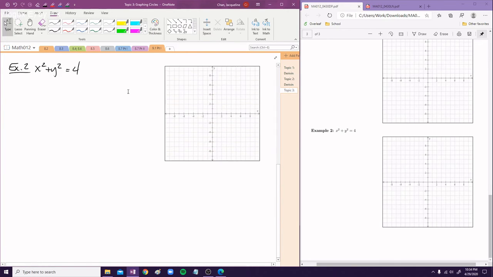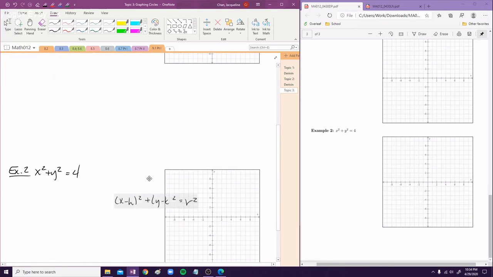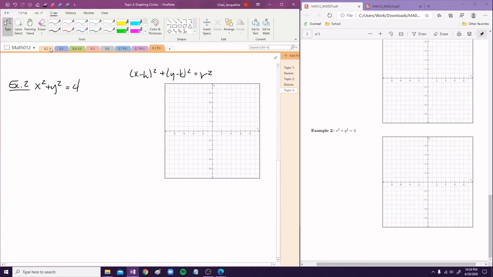Again, what is our first step? Our first step is we want to make it look like the standard equation of a circle. So to do that, maybe I'll bring this back up with us. All right, so we want it to look like this, right? So I have x squared plus y squared equals 4, so how am I going to rewrite this?